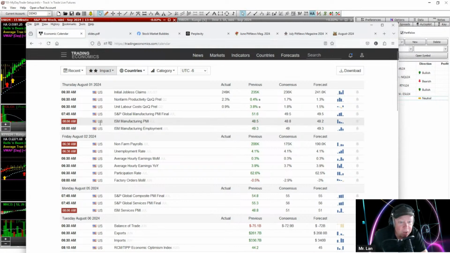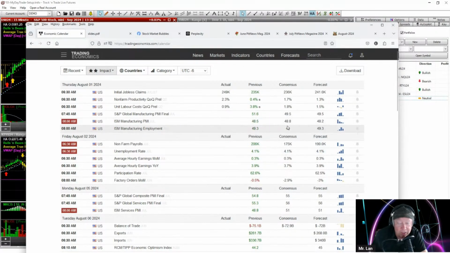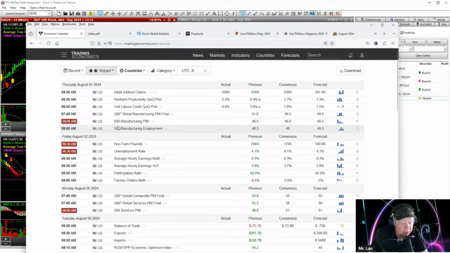All right. So at 8 o'clock, we have the ISM Manufacturing PMI, Purchasing Managers Index. Forecast is 48.2. The previous was 48.5. The consensus 48.8. So we're going to have to wait and see what that does to the market. It's not for us to decide whether the news is important enough to move the market up or down. All we know is it's going to move the market. And then we need to be there to read the chart to find out which direction the market's going to go.